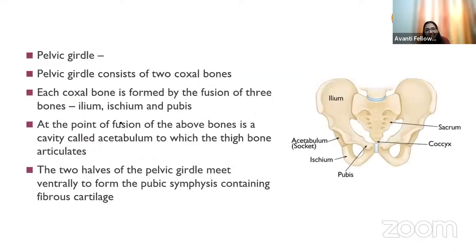Moving next is the pelvic girdle, or we call it the hip girdle. It consists of two coxal bones. Each coxal bone is divided into ilium, ischium, and pubis. There's a hole present in the ischium, which is known as the obturator foramen.